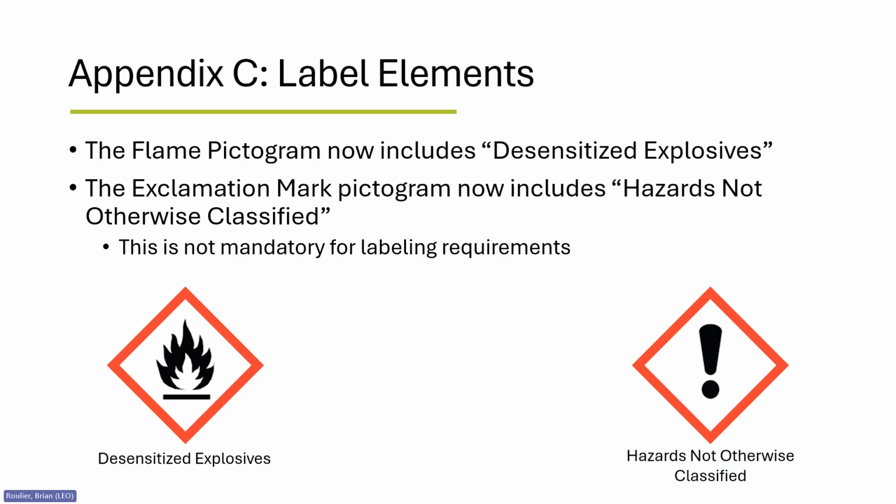Appendix C, which outlines label element requirements, has been updated as well. The flame pictogram now also indicates desensitized explosives. The flame is used because these chemicals are desensitized, so the hazard of flammability is greater than that of an explosion. The exclamation mark may now be used for hazards not otherwise classified. The exclamation mark is not required to appear on the label where there are hazards that are not otherwise classified, but it still must appear on the safety data sheet.